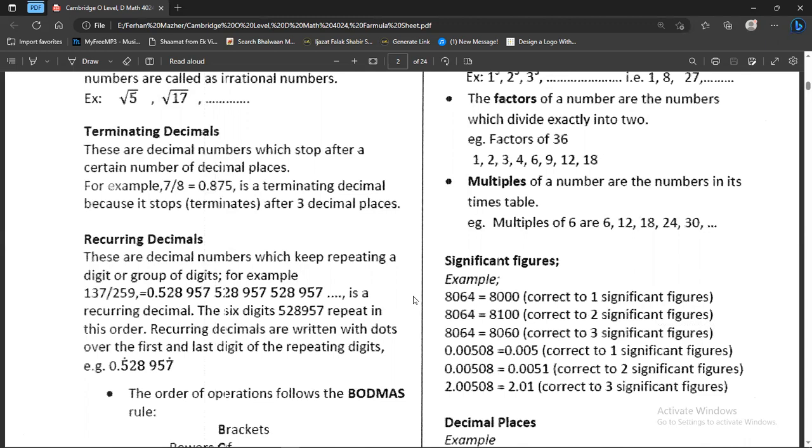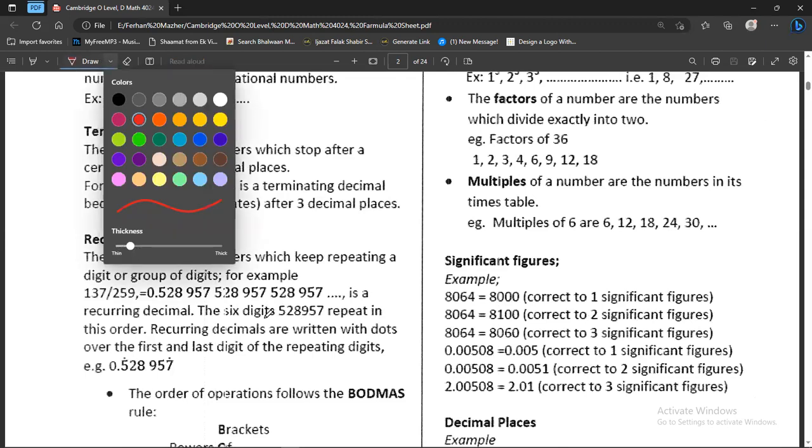Recurring decimals are those in which, after the decimal, a certain pattern is repeated. These are decimal numbers which keep repeating a digit or group of digits. For example, 137 divided by 259 is equal to 0.528957 528957 528957. Now you see this number.